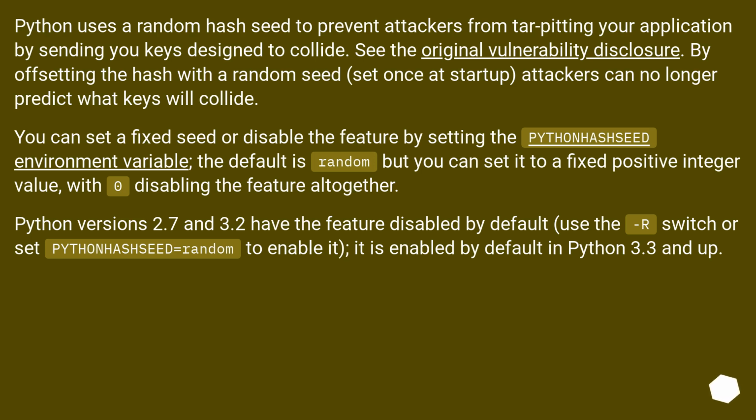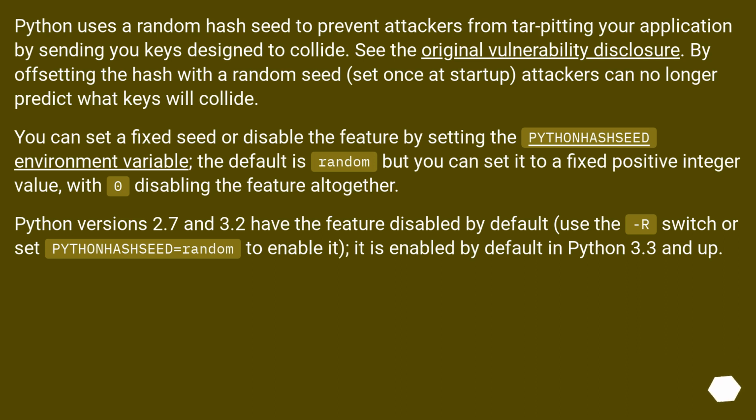Python uses a random hash seed to prevent attackers from tar-pitting your application by sending you keys designed to collide. See the original vulnerability disclosure. By offsetting the hash with a random seed, set once at startup, attackers can no longer predict what keys will collide. You can set a fixed seed or disable the feature by setting the PYTHONHASHSEED environment variable.